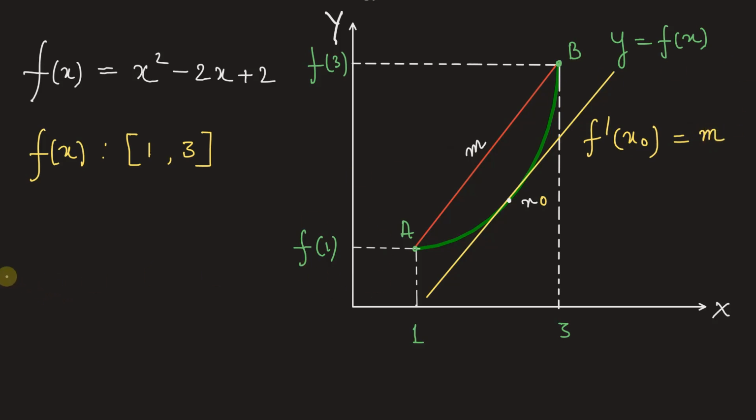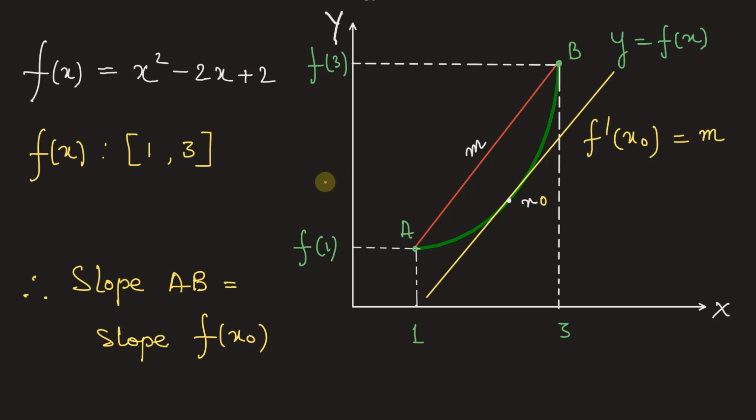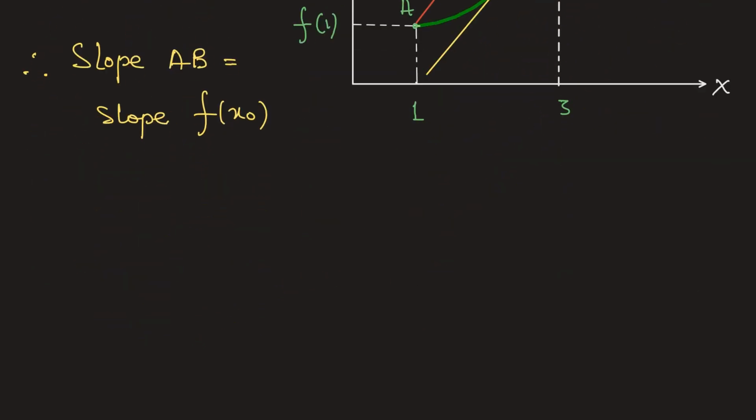Therefore, according to the problem, slope AB should be equal to the slope at x naught, that is f dash of x naught. So we need to find this point x naught here. If you observe closely, this problem is an example of Lagrange's mean value theorem. So let's understand what Lagrange's mean value theorem says.